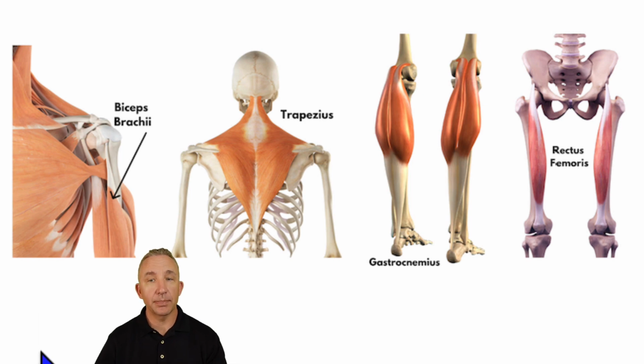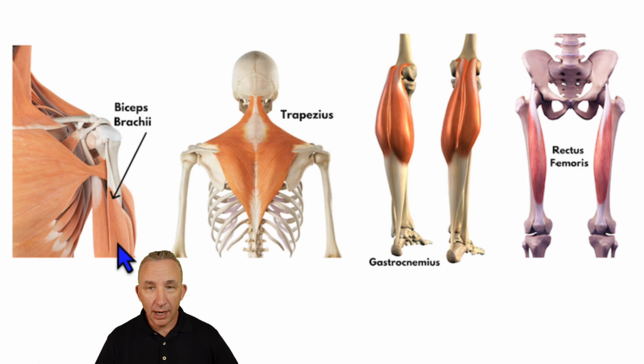I'll start with the biceps brachii on the anterior side, and remember we call it the biceps because it has 2 heads along the arm. So I have 2 attachment points since it has 2 heads. It has a long head and a short head. The long head is on the lateral side, L for L, long for lateral. So the lateral head is the long head. On the medial side is the short head.